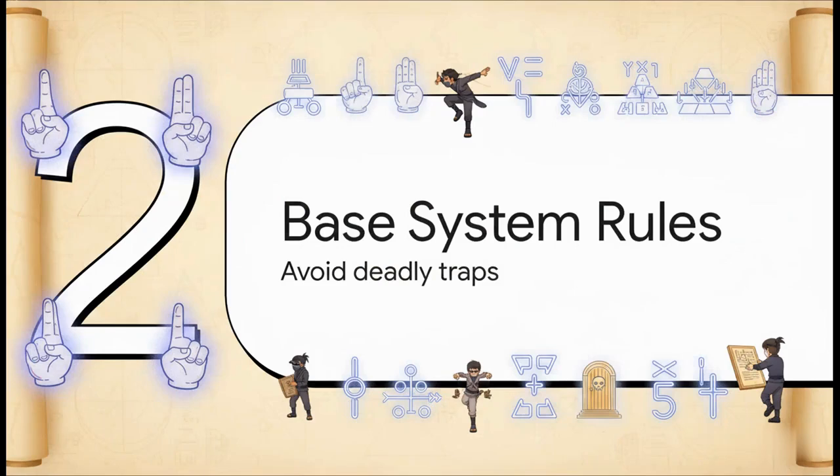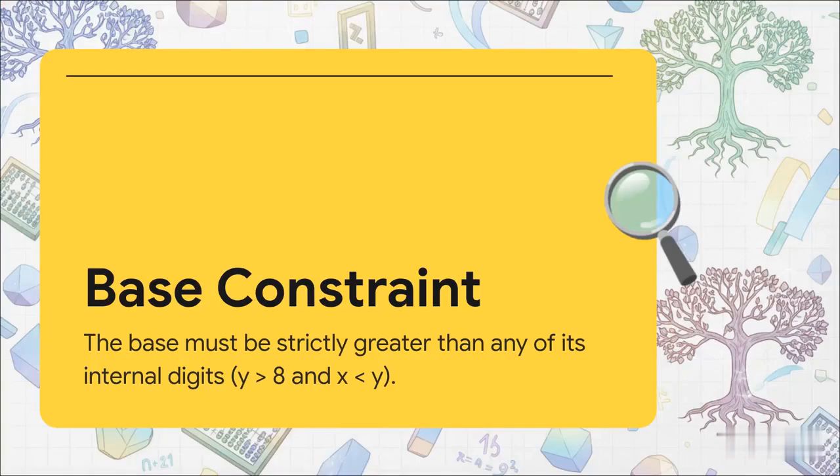Section 2. Hidden Rules of Base Systems. Discovering the hidden jutsu to avoid deadly traps. Okay, so we have our target, x times y equals 30. Now, I know what you're thinking. You might be tempted to just list out every single number combination that multiplies to 30 and call it a day, right? Hold up. This is a GATE exam question. The enemy definitely has a second phase. There is a trap here.